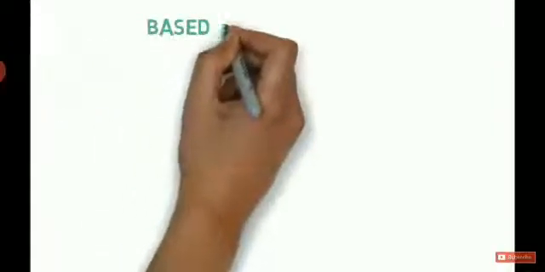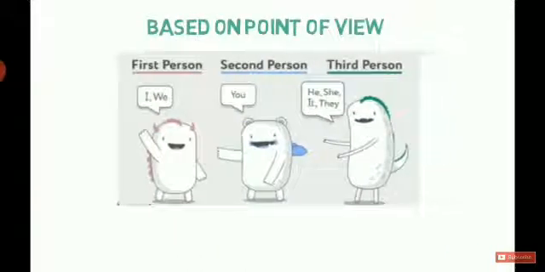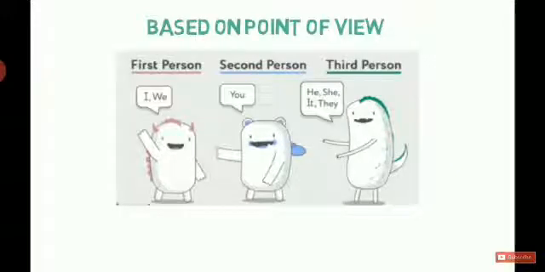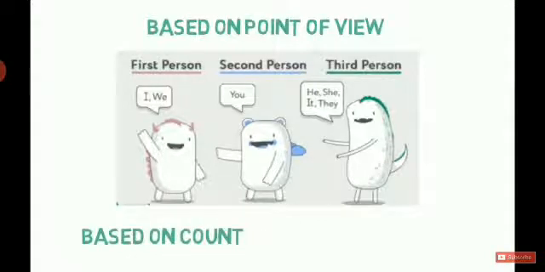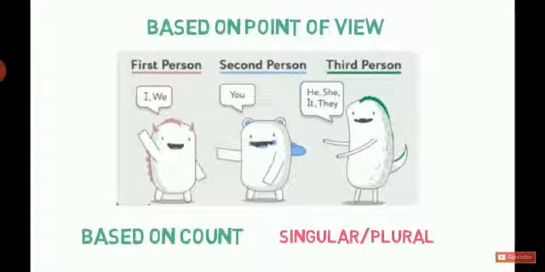Now, based on the point of view, first person, second person and third person, in first person we have I and we, in second person we have you, and in third person we have he, she, it, they. Now, based on count, a subject may be singular or plural. We have to remember all these things, and we have discussed them earlier, and later on we will discuss them again, right?